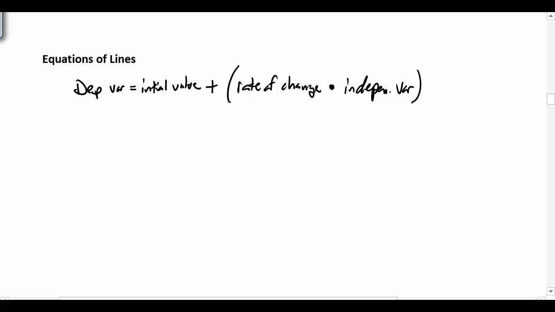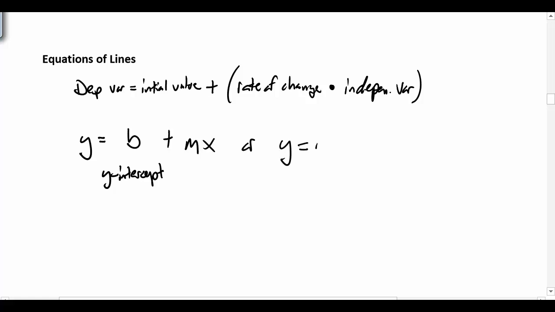Okay. Now, believe it or not, this is something you would have encountered in high school, because our dependent variable is y in this case. The initial value you might have heard as the y-intercept of a line. We're going to call that b. And the rate of change is, of course, m. And the independent variable is x. So, in other words, y equals mx plus b. This is what you affectionately called slope-intercept form.